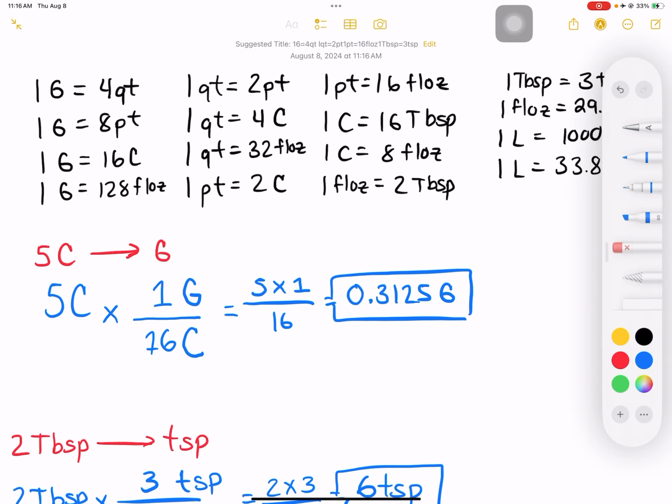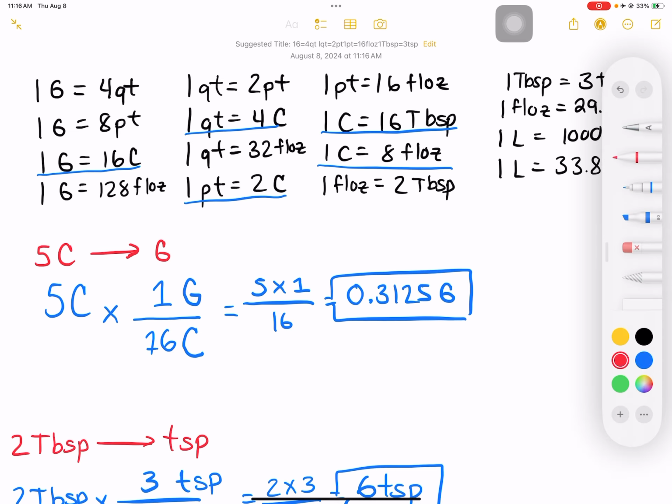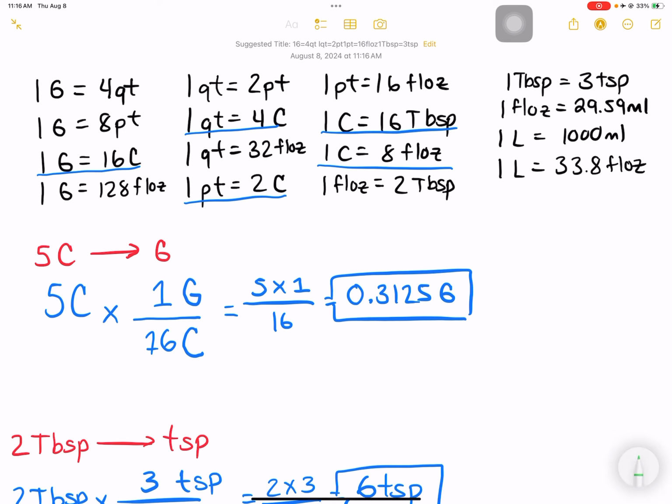Okay, the conversion factors that involve cups are the following ones: 1 gallon, 16 cups; 1 quart, 4 cups; 1 pint, 2 cups; 1 cup, 16 tablespoons; 1 cup, 8 fluid ounces. And those are the only ones that involve cups. Since I'm jumping to milliliters, I have to note also which ones involve milliliters. And in this case, I just have a couple of them, right? 1 liter equals 1,000 milliliters, and 1 fluid ounce is 29.59 milliliters.